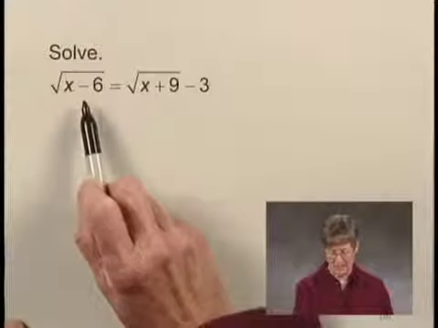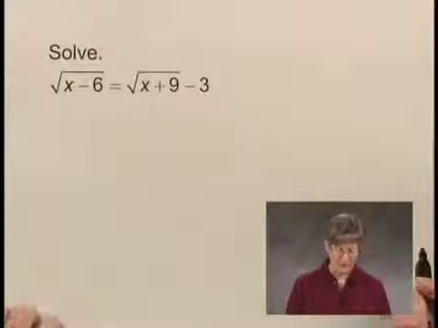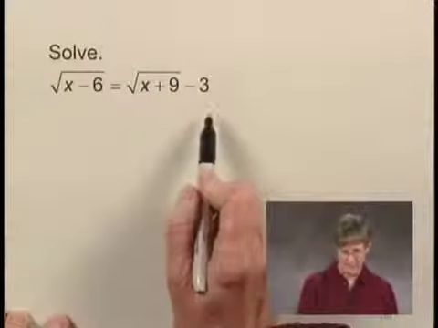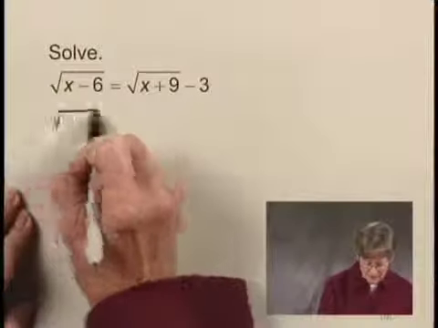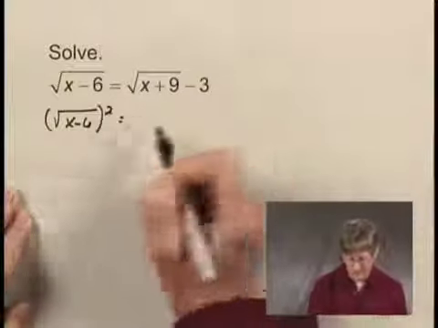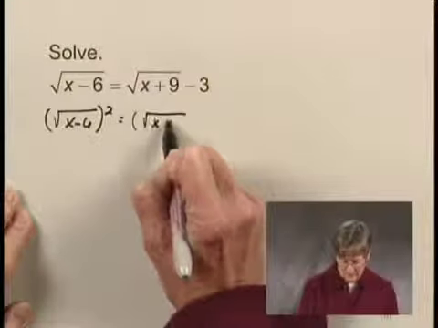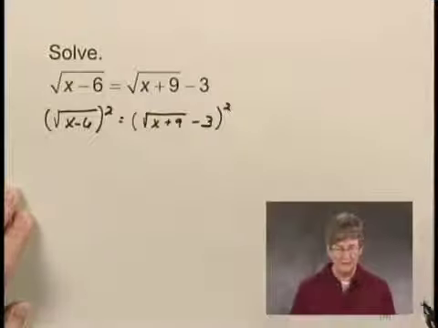We have a radical isolated here on the left-hand side. So now we're ready to use the principle of squaring and square both sides of this equation. That will eliminate the radical on the left-hand side. So we'll have the square root of x minus 6, and we'll square it. And then we're going to square the whole right-hand side. So we'll have the square root of x plus 9 minus 3, all of that squared.